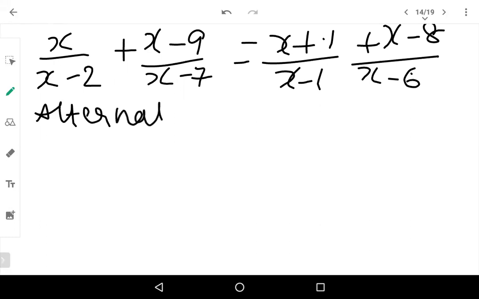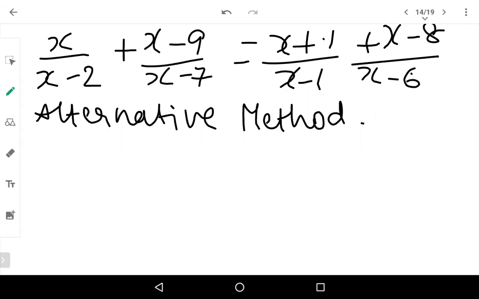alternative method. So let us try, if at all in this method, if we can get the direct value of x. Now in the previous method, we were supposed to solve the cubic equation to get the roots of the equation. Now here let us try to solve it.